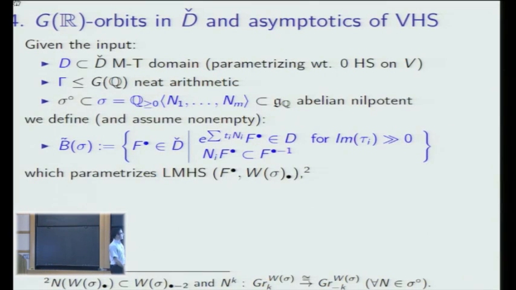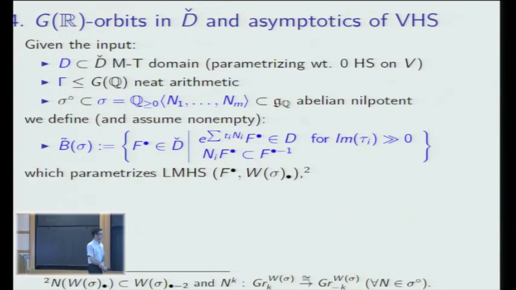And I'm going to define boundary components in the following way. So I want all F dot in D check such that, for a tau, e to the sum of tau_i n_i F dot is in D for strongly positive imaginary parts, and for every i, n_i drops the Hodge filtration by no more than 1. And then that parameterizes limit mixed Hodge structures of the form F dot, W of sigma dot.